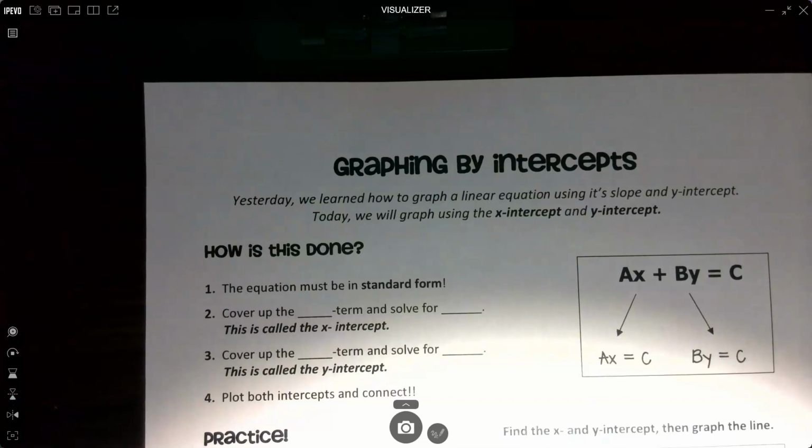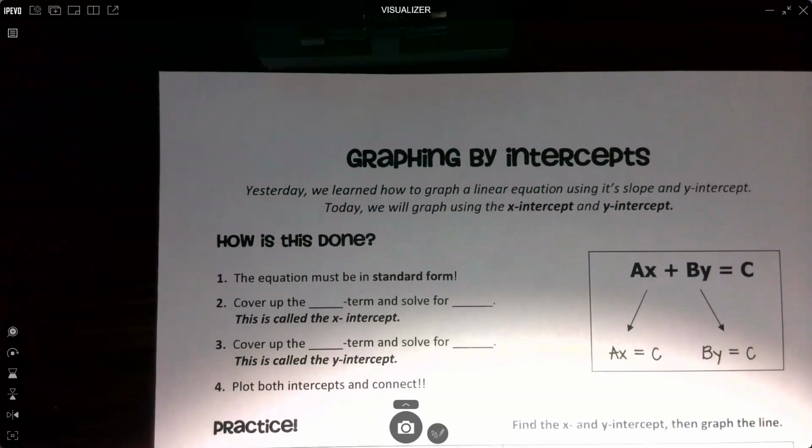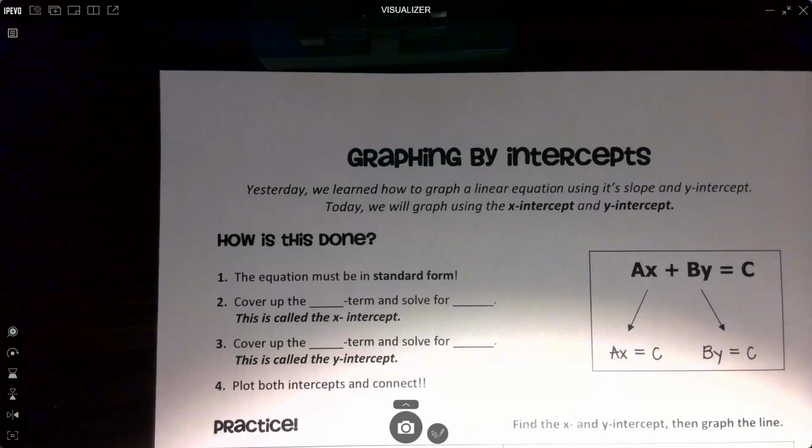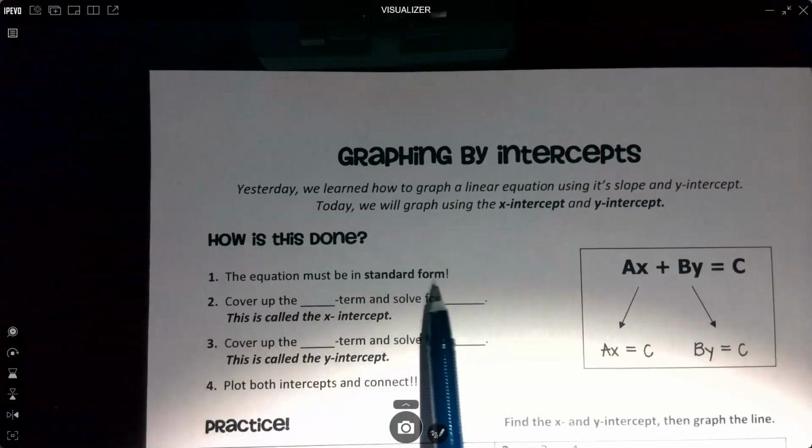Alright, so this is called graphing by intercepts. The other day we did a lesson on how to graph linear equations using slope and y-intercept. This is using both intercepts. And this would only honestly be used, like it says here, when you have it in standard form.